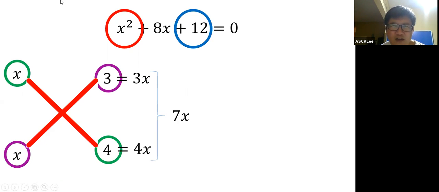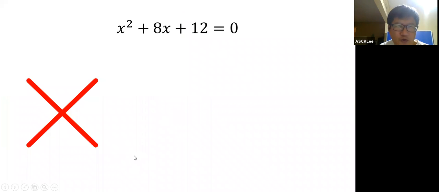I have not managed to match these two, so I have not arrived at our factors yet. I have not arrived at the factors of this quadratic expression yet. So let's redo this. We have tried 3 and 4. Let's try a different combination.